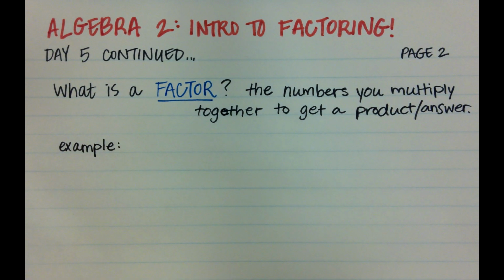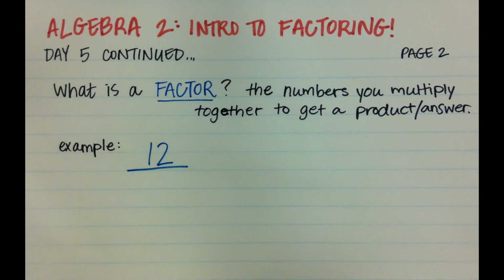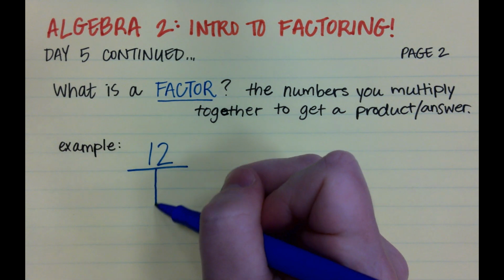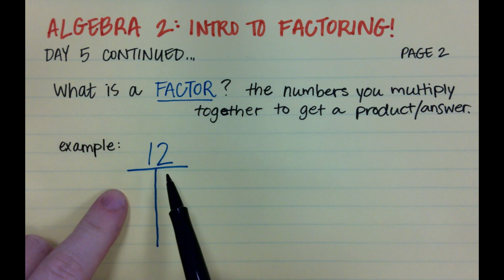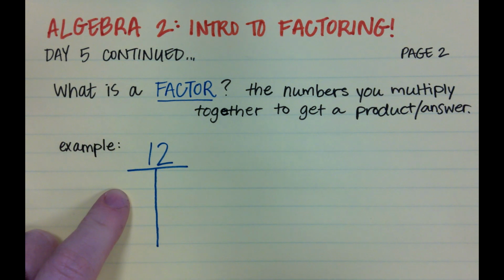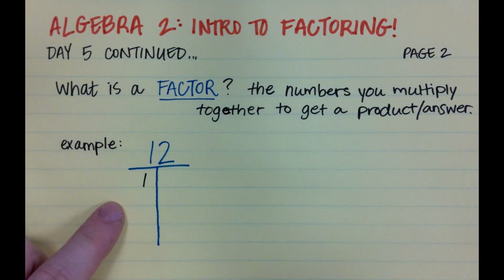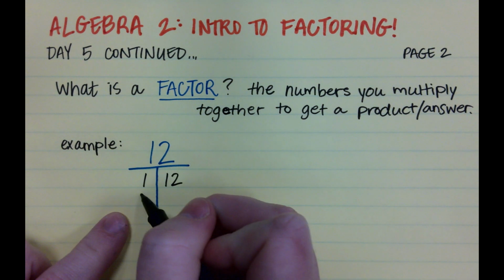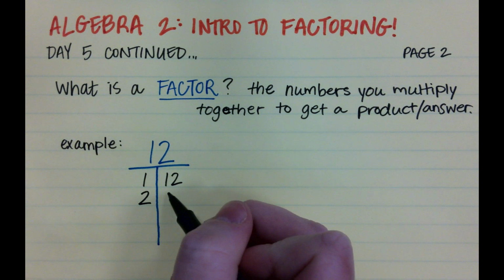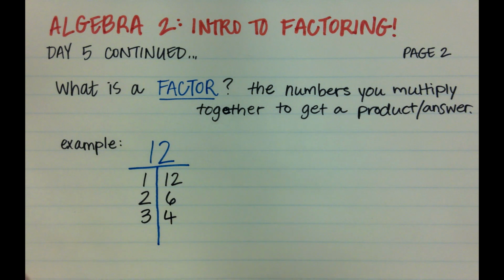Let's say I'm looking at the number 12. And I want to know all the factors, or all the numbers that I could multiply to get 12. So I always like to start with 1. You can take any number times 1 and get that number. Those are factors. So 1 times what makes 12? 1 and 12. Good. Then let's count up. 2 times 6 makes 12. Good. 3 times 4 makes 12.